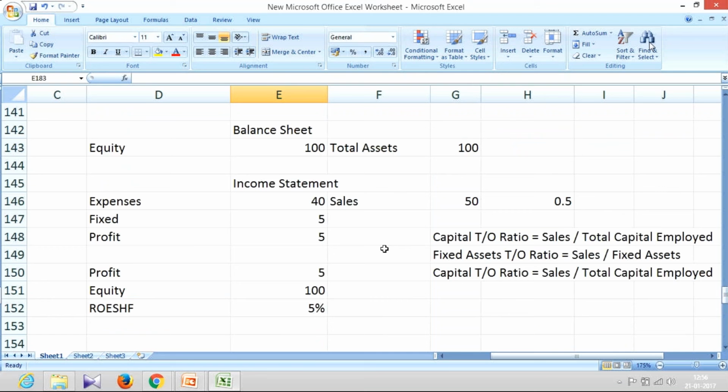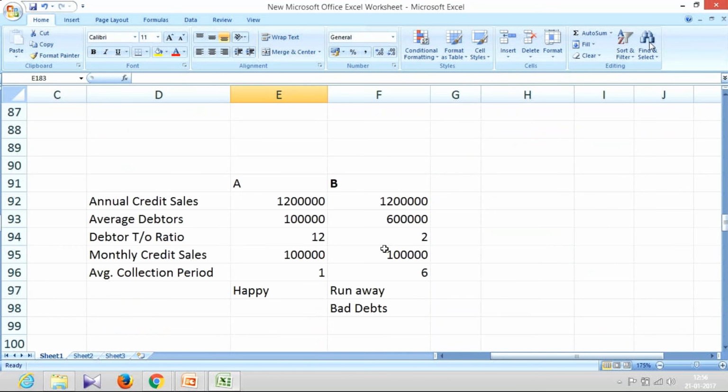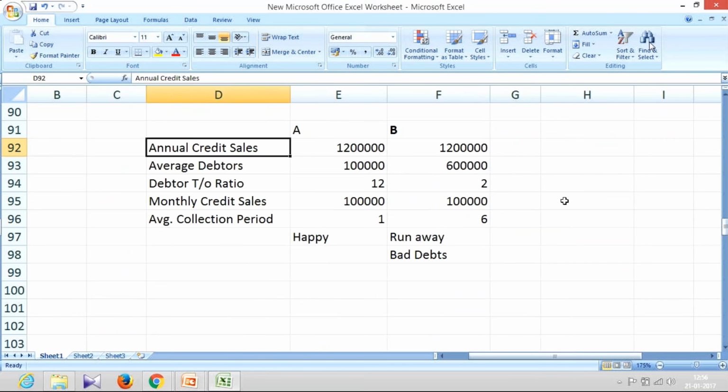Now this is nothing but debtors turnover. That is how many times the debtors have been turned over. Here my debtors have been turned over 12 times, here it has been turned over only 2 times.